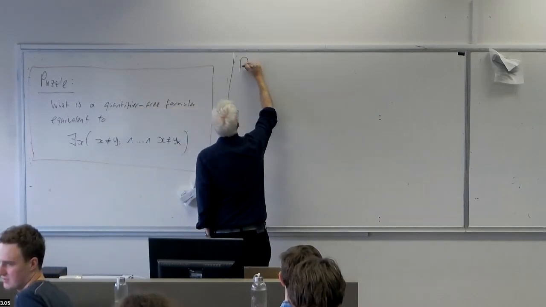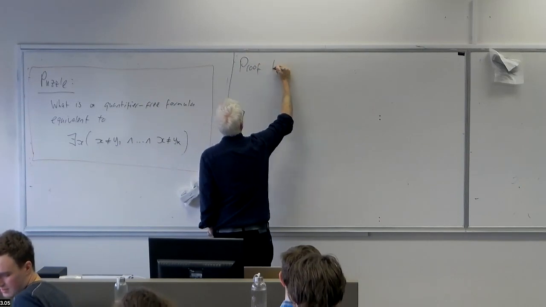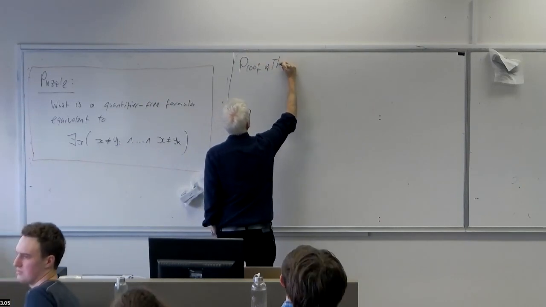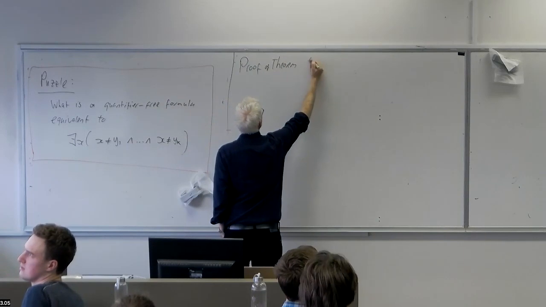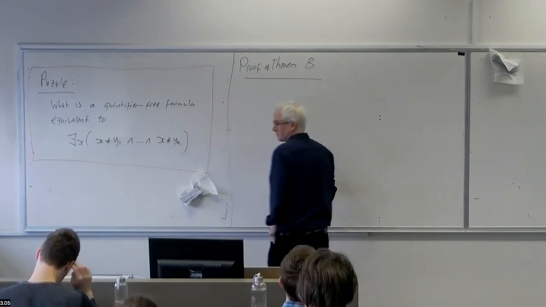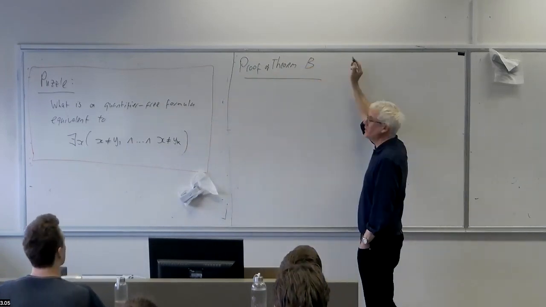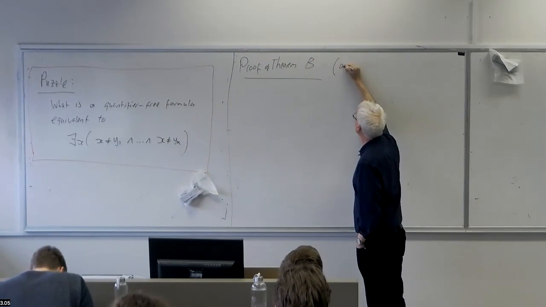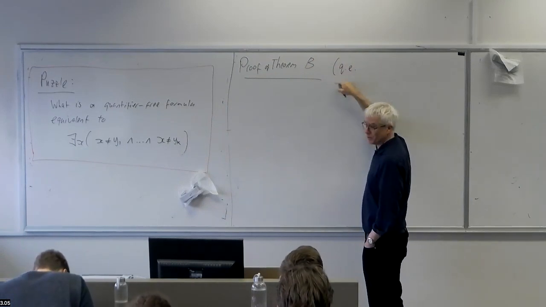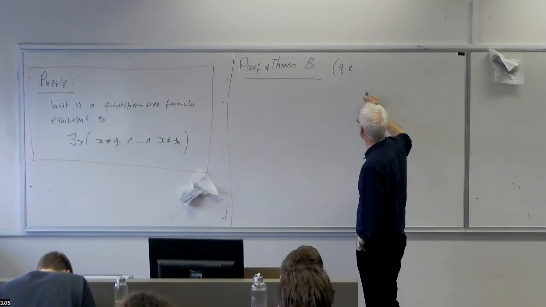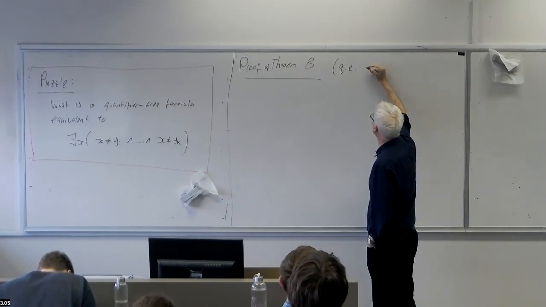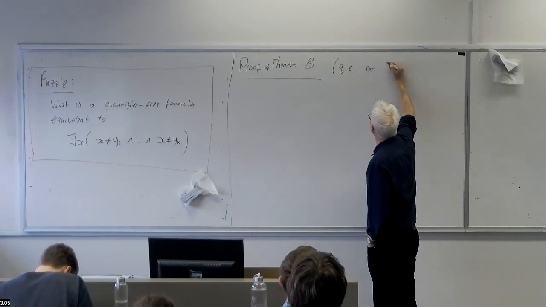So let's prove theorem B. Proof of theorem B. And just to remind you, theorem B was the quantifier eliminability. So QE is an abbreviation for quantifier eliminability for FCB.